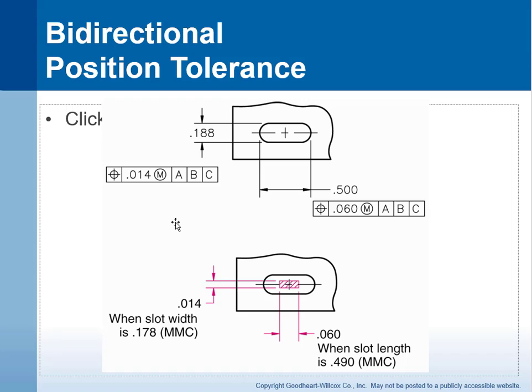Okay, so in this case, we have a slot. Okay, we have two dimensions on the slot. We have the height and we have the width. Each one of these has its own tolerance zone, and it's at MMC. And here's what that zone means. In the vertical direction, we have 14 thousandths. We have a 14 thousandths wide tolerance zone for that slot in that direction. And then we have a 60 thousandths wide tolerance zone on this slot dimension in this direction.